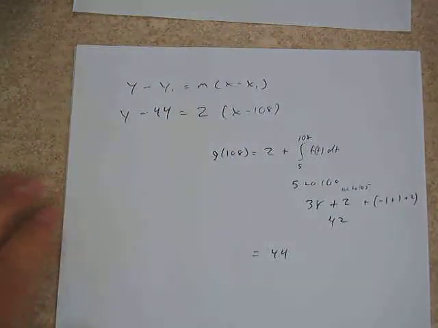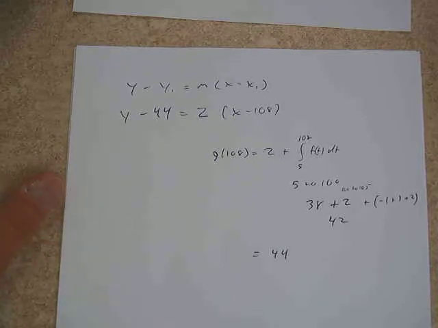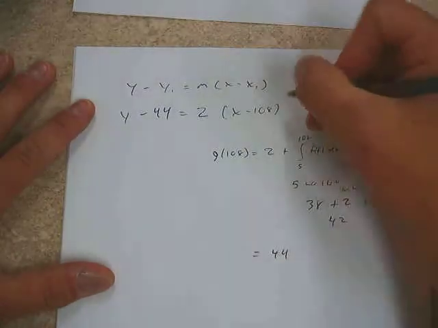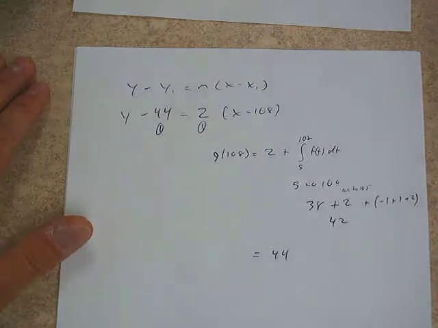So, like I said, the question is then, what is the final answer? This is 42 accumulated, but we already started with 2. So that means G of 108 finally is 44. And that goes there, and we're good to go then, aren't we?